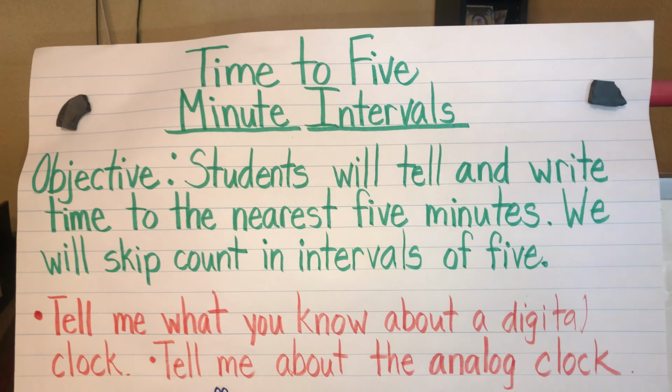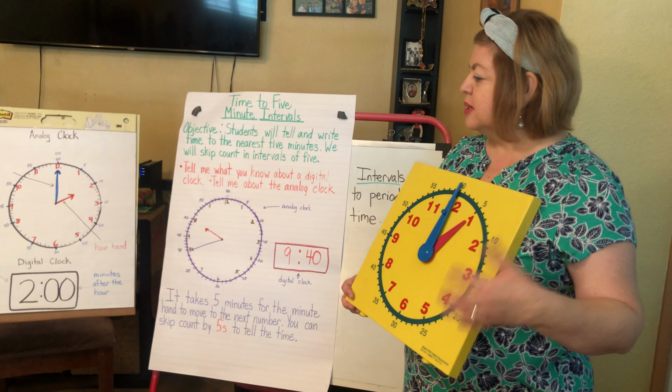To help you understand what our objective is and what intervals refers to, I wrote it right here. Intervals refers to periods of time. And the period of time that we're talking about for today's lesson is 5 minutes. So we're going to practice skip counting by 5s to tell time to 5-minute intervals. And once again, we're using our handy dandy analog clock, which is what we're going to focus on today for telling time to the 5-minute intervals.